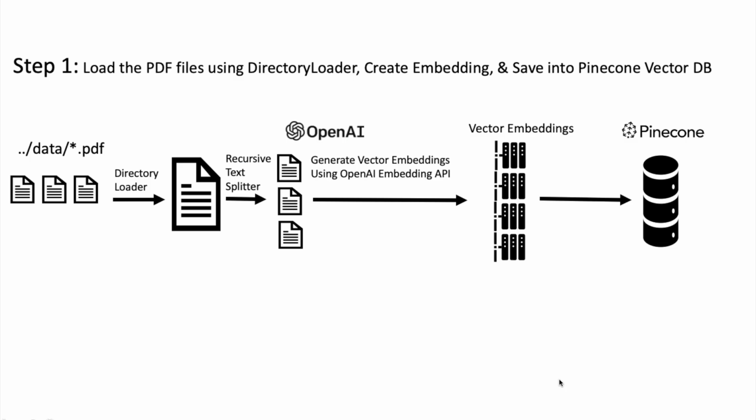So the first step is going to be using the directory loader to load the data files from our data folder, then using the recursive text splitter to split the data into chunks, after which we are going to use the OpenAI embedding model to create embeddings and save these vector embeddings into Pinecone.